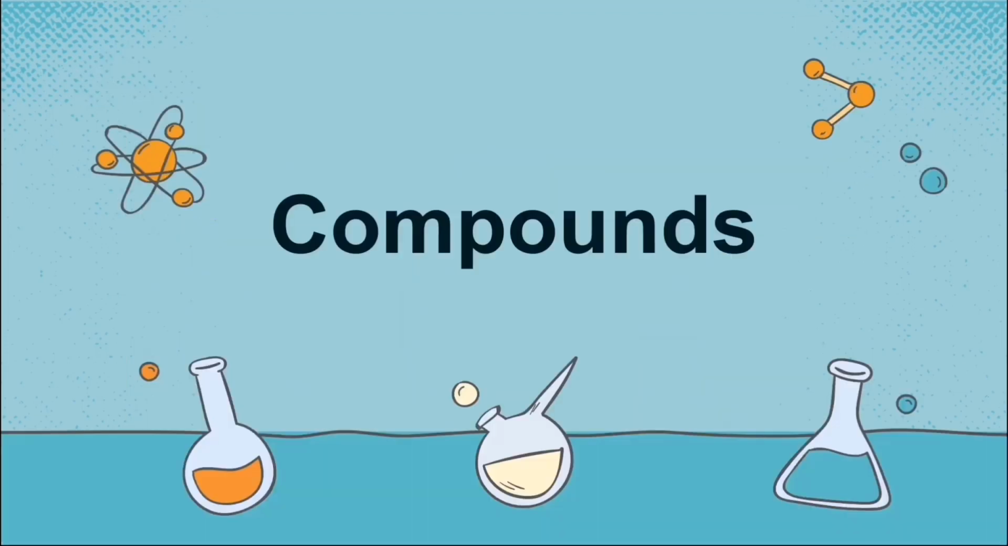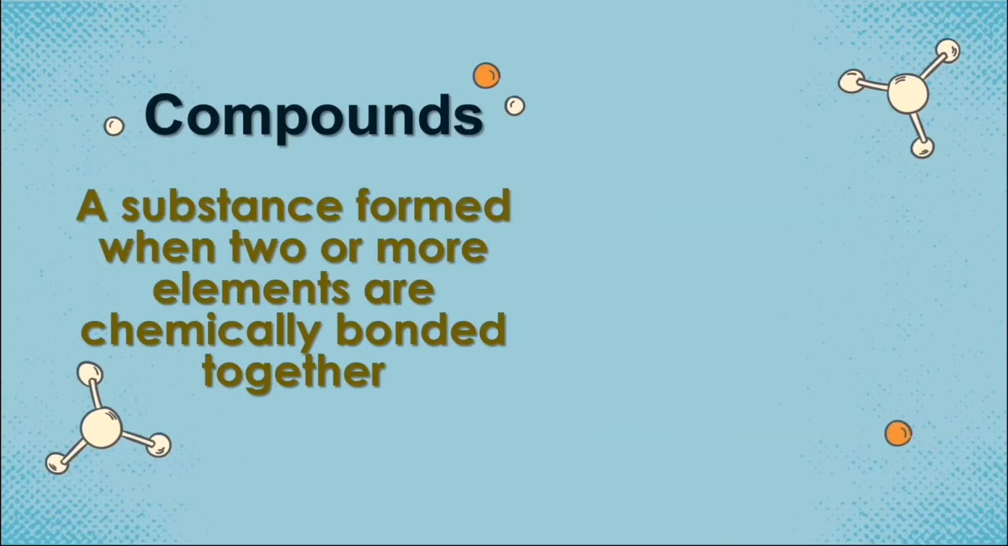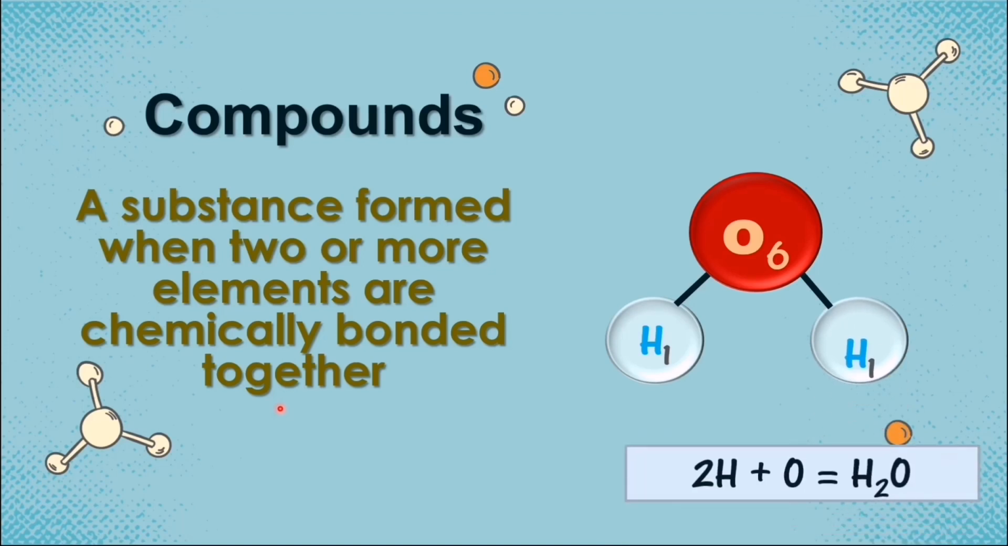So, let's talk about compounds. What are compounds? When we say compounds, it is a substance formed when two or more elements are chemically bonded together. Okay? So, gi-bond na to ang duha ka elements. For example, class, we have oxygen. So, ang atomic number sa oxygen is number 6. So, in our octet rule, dapat 8 ang electrons. So, nag-add ta og 2 hydrogen. Okay, so 2 hydrogen plus oxygen is equal to H2O.